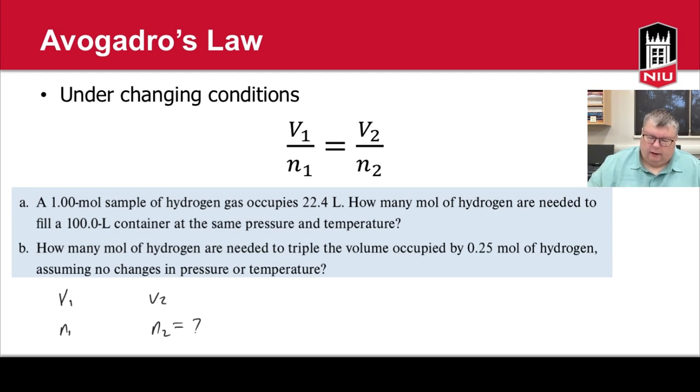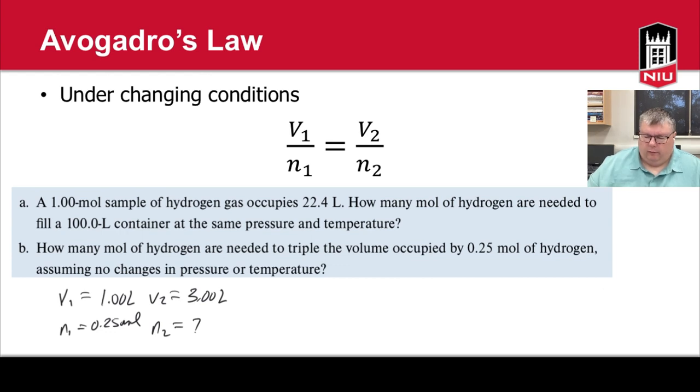We've got N1 is equal to 0.25 moles of hydrogen. Now they don't give us a V1, they don't give us a V2. But it's saying the amount tripled. So why not just say 1.00 liters and 3.00 liters? Because that's tripling the volume.